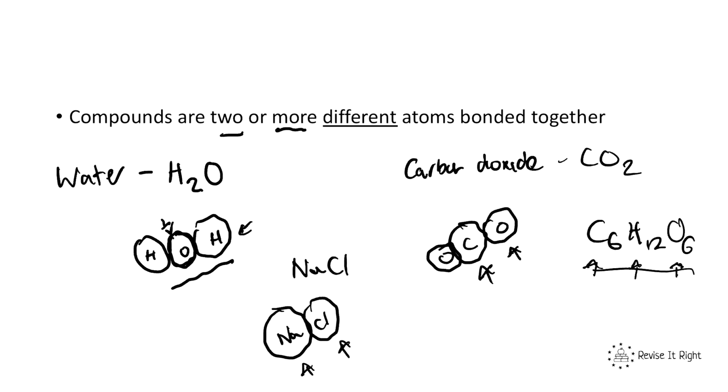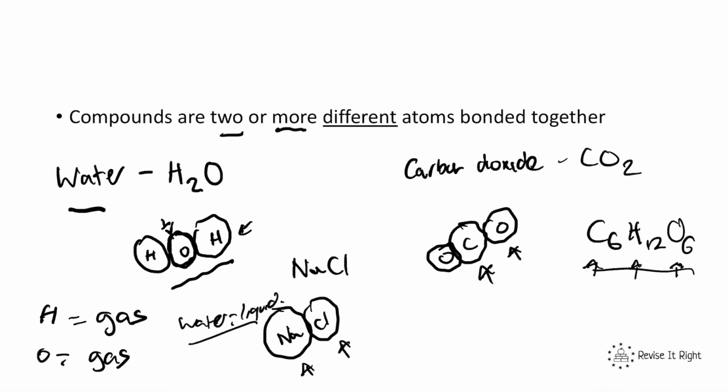Now it's important to note that the properties of the elements that you find within the compounds are different to the actual compound. And what I mean by that is, if we take water for example, now hydrogen is a gas and oxygen is also a gas at room temperature, whereas we know with water that's a liquid. So you can see there that the properties of the elements, or the atoms, hydrogen and oxygen, are different when they've bonded together to form water, H2O. So just remember that compounds are two or more different atoms bonded together, whereas an element is only one type of atom.